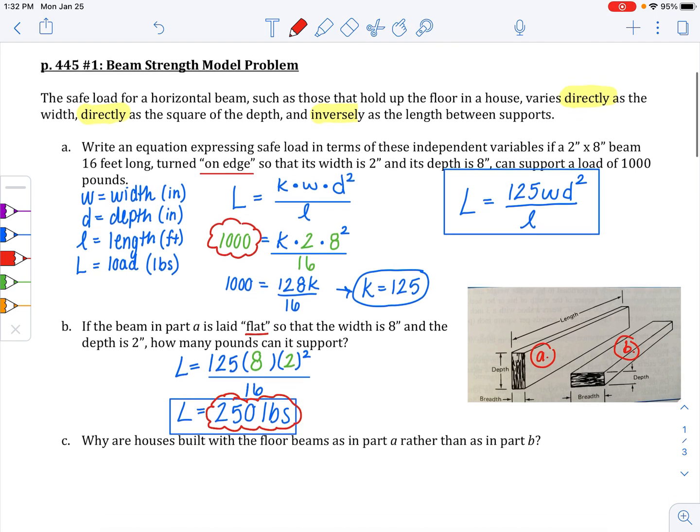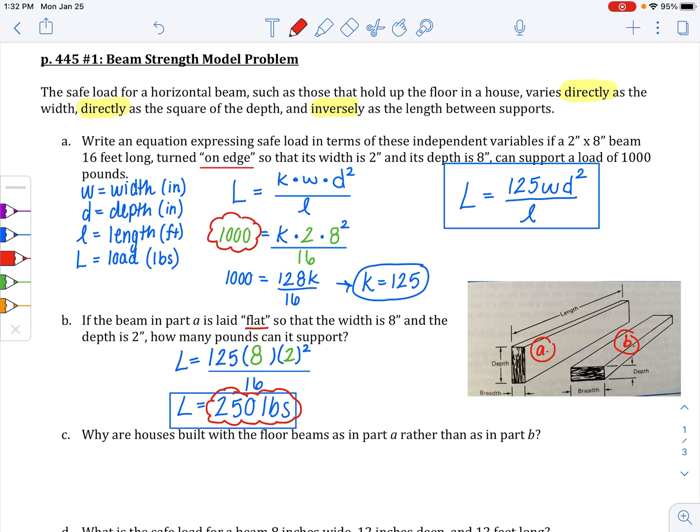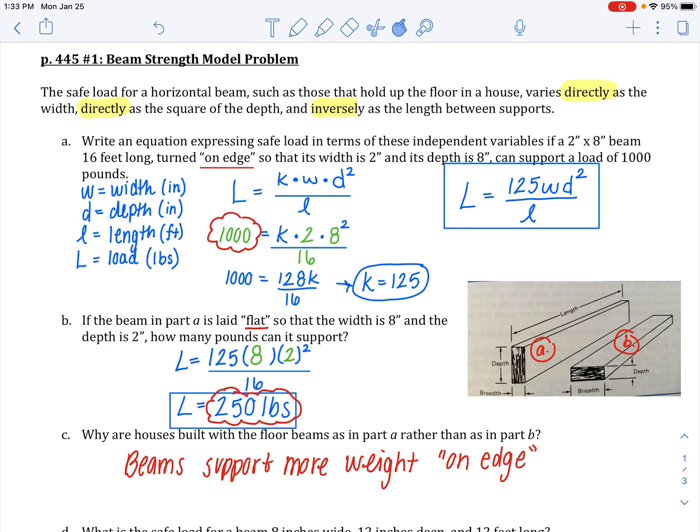Which brings us to part C, which says, why are houses built with the floor beams as in part A, then part B? Well, it's obvious. It supports so much more. If it's on edge, like the picture part A, it's going to support 1,000 pounds. Versus if it's flat, it's only going to support 250 pounds. So, I'm going to write the beams support more weight when it's on edge, which is a pretty cool fact. So your house is hopefully built with the beams on edge.